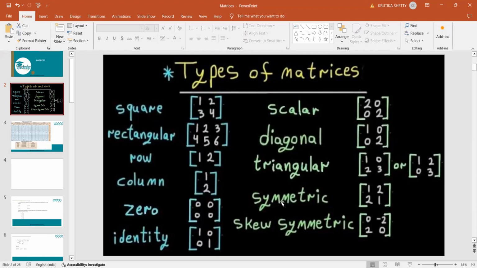Then symmetric and skew symmetric matrices you have. So these are all the types, and an example is given over here. Either you can give a 2 cross 2 example, or you can give a 3 cross 3 example. So we have covered one concept over here, that is types of matrices.